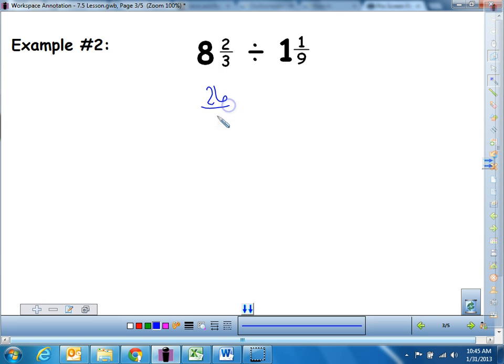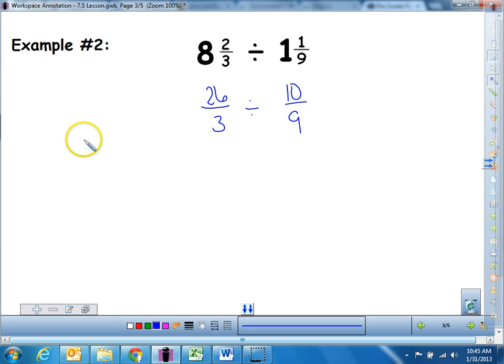So we have 26/3 divided by, now here, 1 times 9 is 9, plus 1 is 10, so 10 is my top number. My bottom number was a 9, so it's going to stay a 9. So 26/3 divided by 10/9.